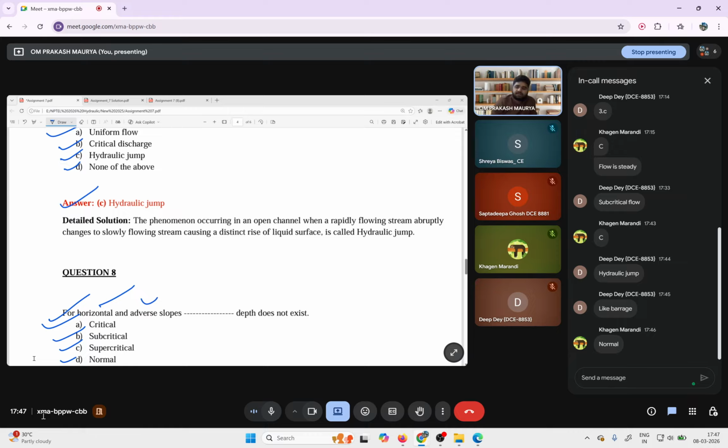Okay, so Kagan is telling for question number 8, normal depth is not possible. What are the others thinking? Please write your answer. I'll show you how the profile will look, but initially I want an answer from your side, then I'll explain. Again today also I have three sets, so we'll solve all three sets.